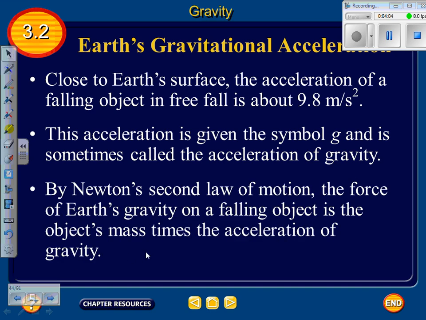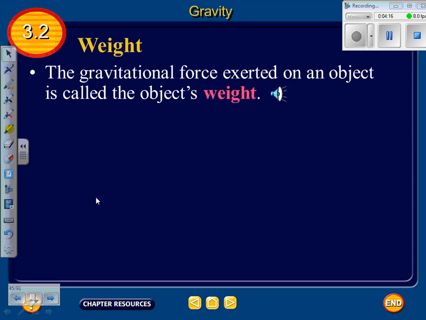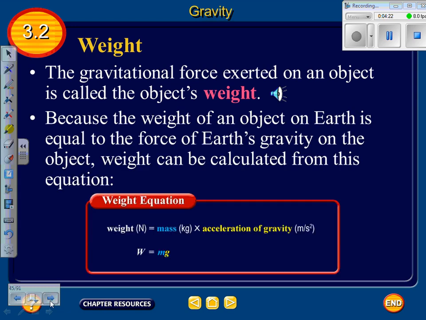By Newton's second law of motion, the force of Earth's gravity on a falling object is the object's mass times the acceleration of gravity. Weight. The gravitational force exerted on an object is called the object's weight. Because the weight of an object on Earth is equal to the force of Earth's gravity on the object, weight can be calculated from this equation.